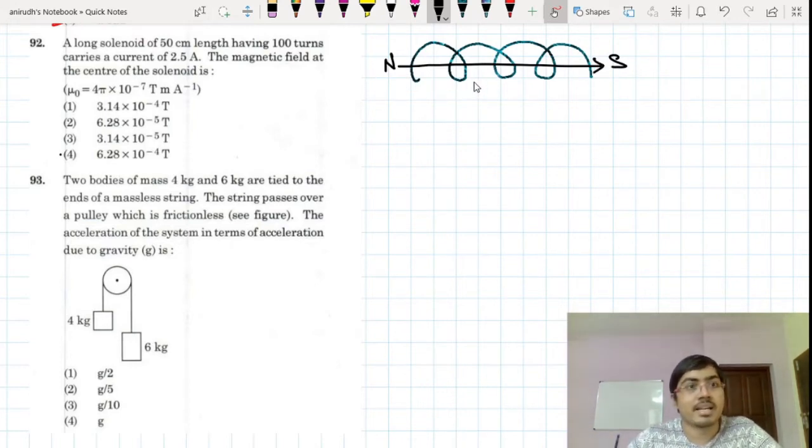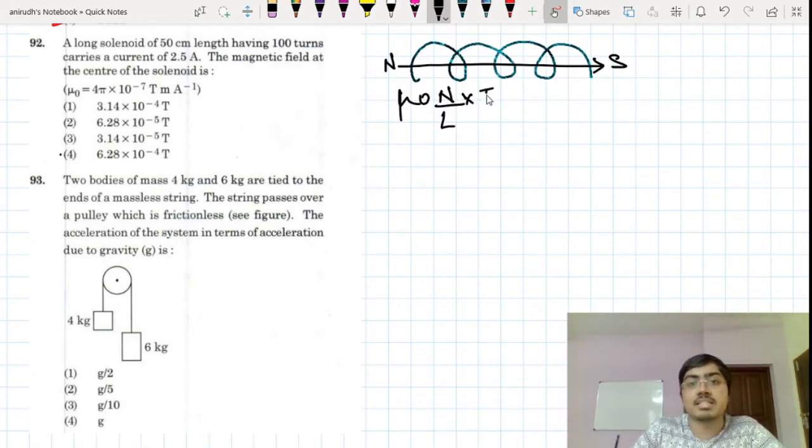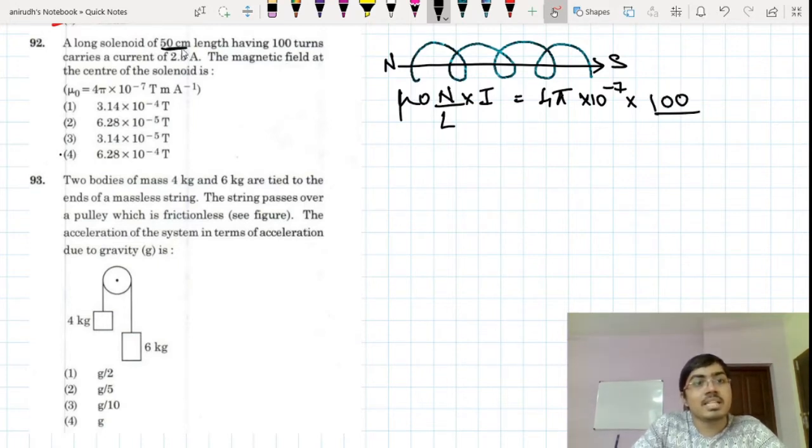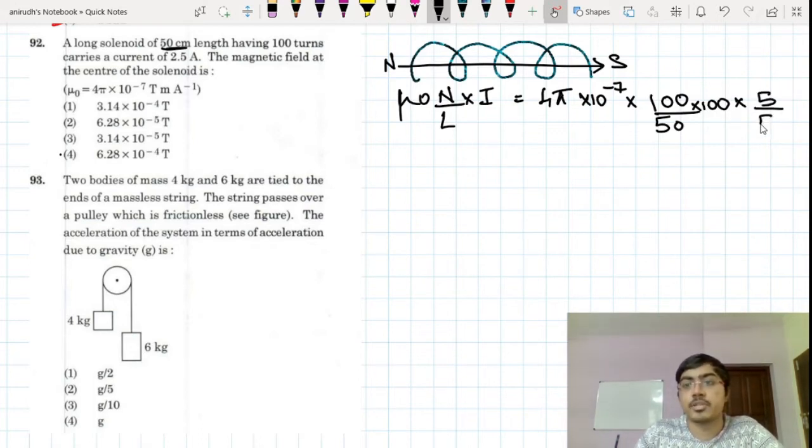Now the equation is mu naught N by L, that is number of turns per unit length, mu naught n i. This is the current. So this is 4 pi multiplied by 10 raised to minus 7, multiplied by number of turns 100, divided by the length, which is 50 centimeters. So what will you do? 50 divided by 100. Now mu naught n i, what is the current here? 2.5, so let me write it as 5 by 2.